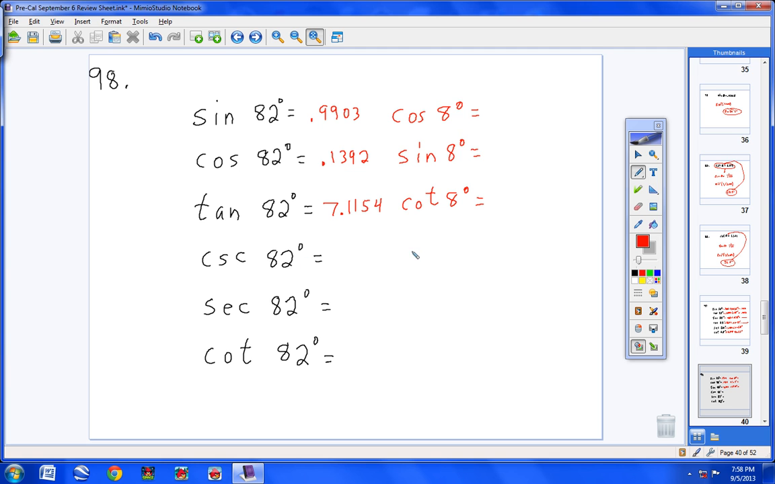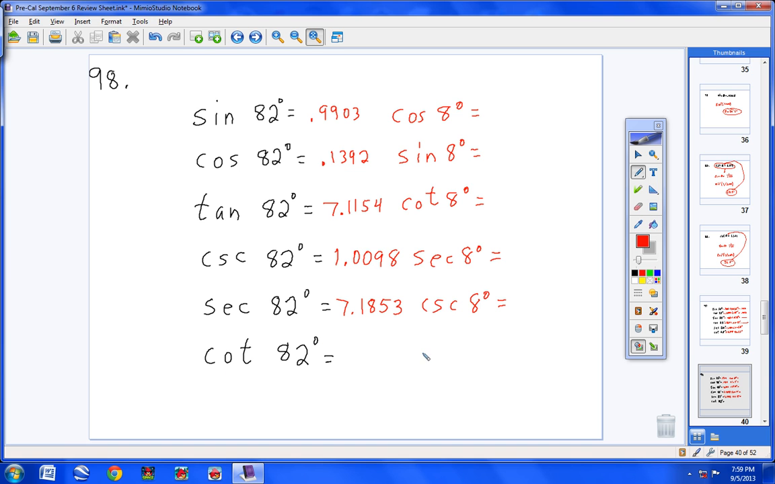Moving on, the cofunction of cosecant would be secant, and we're going to go ahead and put 8 degrees. Now look what I have. I have cosecant and secant, they're cofunctions. 82 plus 8 is 90. The secant of 8 degrees is 1.0098, so this answer must also be 1.0098. Next I have secant of 82, so I'm going to write the cofunction, which is cosecant of 8 degrees. Now notice what I have. I have secant and cosecant. 82 plus 8 is 90. The cosecant of 8 degrees would be 7.1853. So this answer must be 7.1853.